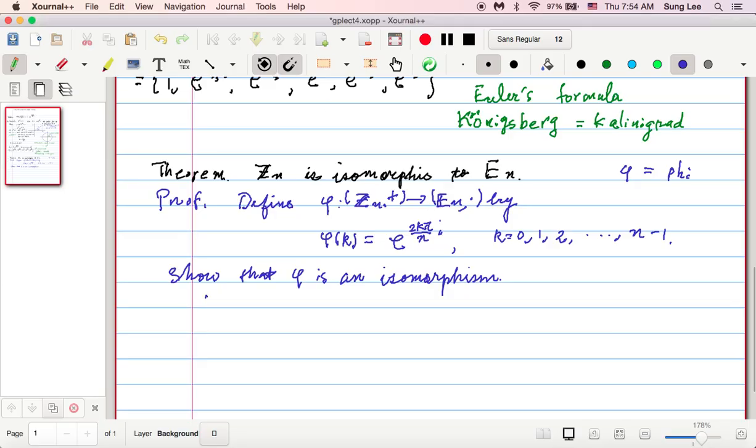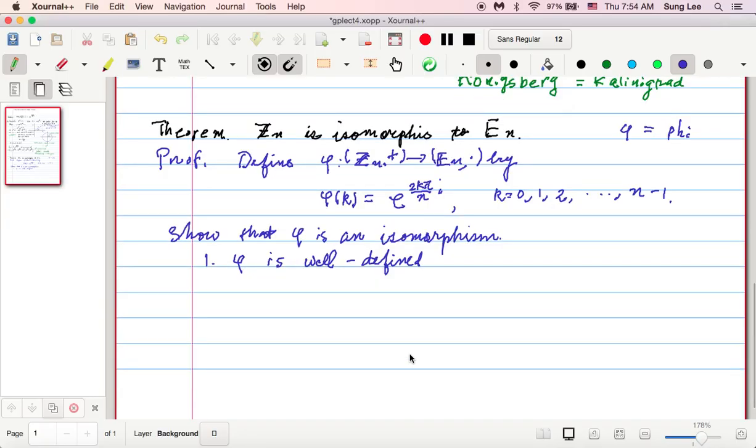So first, in order for this phi to be an isomorphism, it has to be one-to-one and onto. First we have to show that phi is, of course, well-defined. What do you mean by well-defined? It is a function, but that's clear, so I'm not gonna do that.